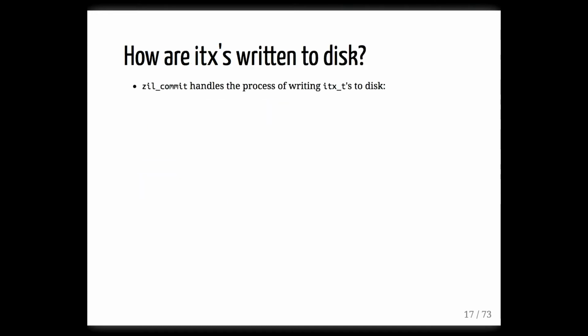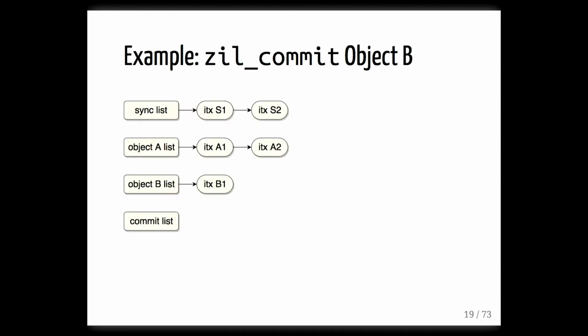When ZIL commit is called, how do these ITXs get written out to disk? Well, first we must determine which of these ITXs are relevant, and then we must move these relevant ITXs to a new list called the commit list. Here we have the same ITX list as before, except now we also show an empty commit list at the bottom. Also, let's presume ZIL commit is being called for object B.